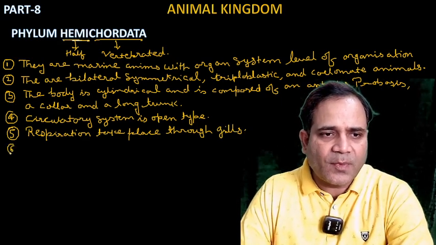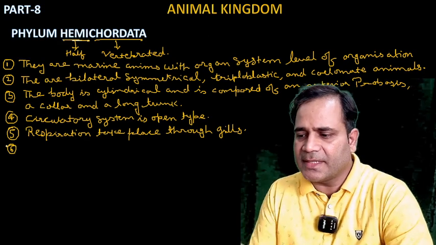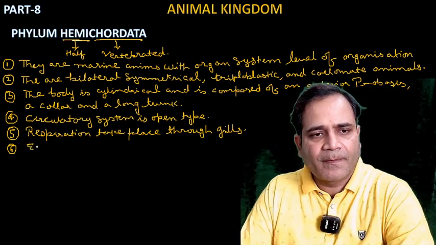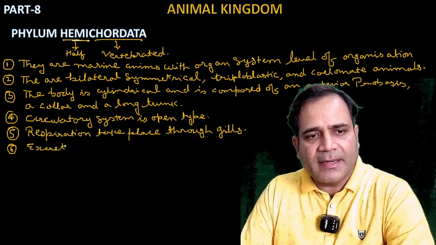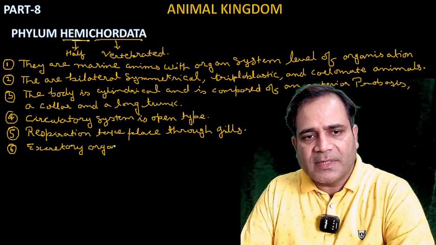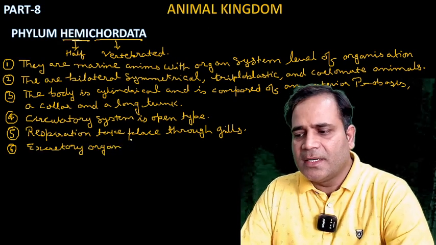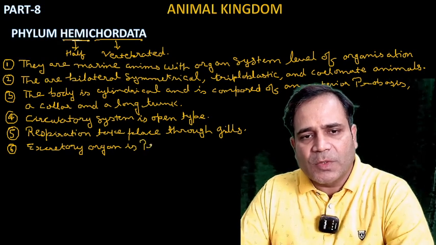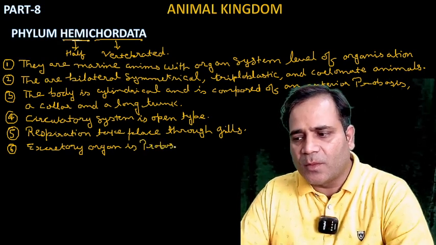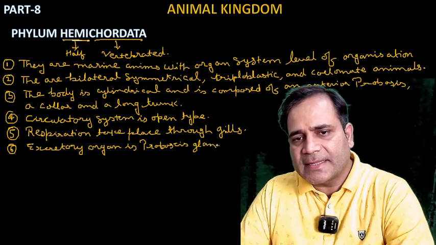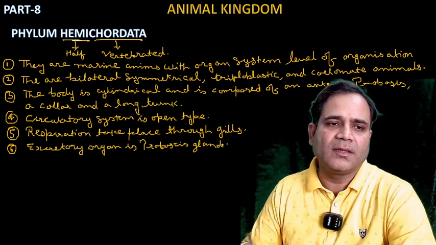Now the sixth point is the excretory organ. The excretory organ is the proboscis gland, my dear. Okay, clear?